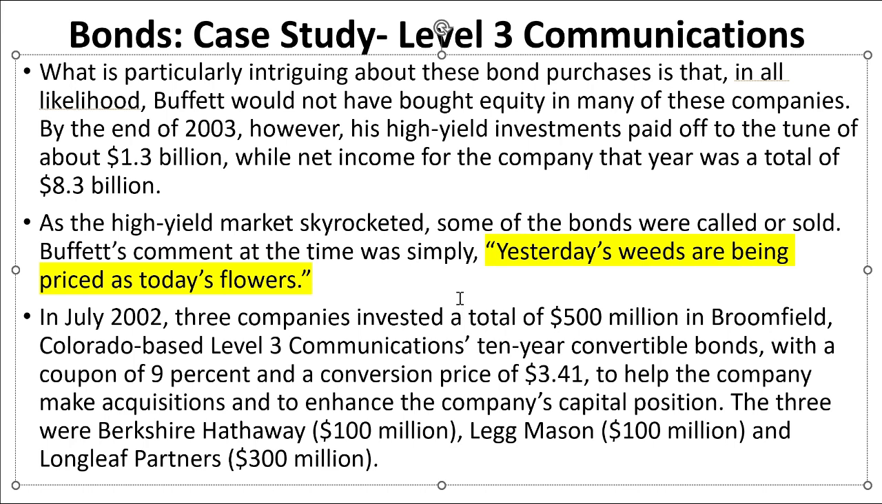So in July 2002, three companies invested a total amount of 500 million in Broomfield, Colorado-based Level 3 Communications 10-year convertible bonds with a coupon of 9 percent and a conversion price of 3.40 dollars to help the company make acquisitions and to enhance the company's capital position. The three were Berkshire Hathaway 100 million, Legg Mason 100 million, and Longleaf Partners. These are the three parties which have invested 500 million in Level 3 Communications 10-year convertible bonds.